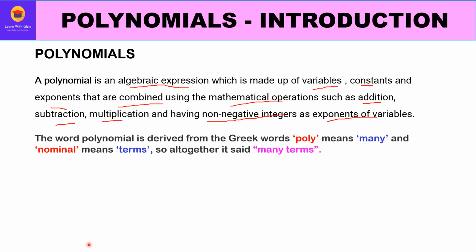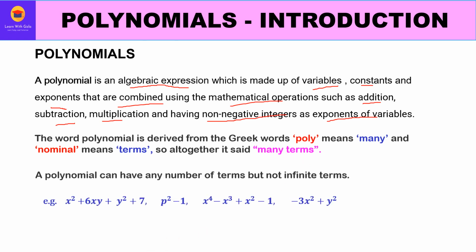Now next, the word polynomial is derived from the Greek word poly, means many, and nominal means terms. So together it is said that it involves many terms. Many terms does not mean infinite terms, right? So we can say a polynomial can have any number of terms but not infinite terms. Like it can have 4, 3, 2, 1 term, but it cannot have infinite terms. Otherwise it can have any number of terms, right?